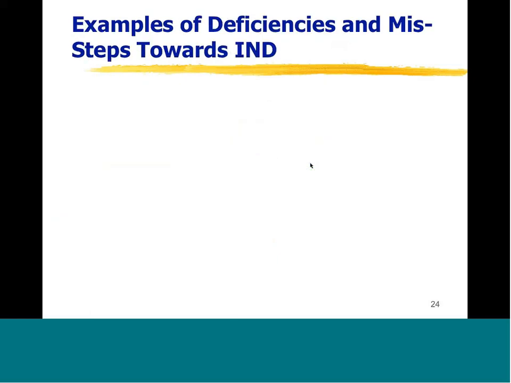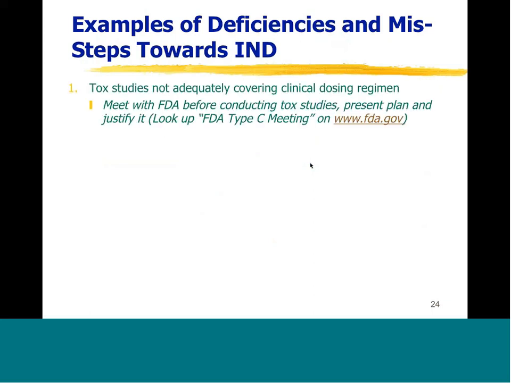And now I want to switch gears and talk a little bit about some of the potential deficiencies that you might see, or I would say missteps towards an IND, or even during development. So I mentioned cases where the tox study was really not adequately covering the clinical dosing and regimen. And again, this is where I highly recommend you go and talk to the FDA, say this is your plan, and justify it before you spend millions of dollars. Actually, animal experiments are more expensive than humans. Monkey costs more than humans. So make sure that you've had that conversation before.